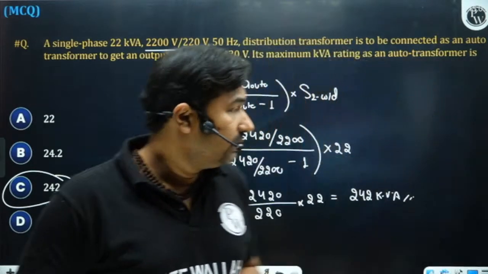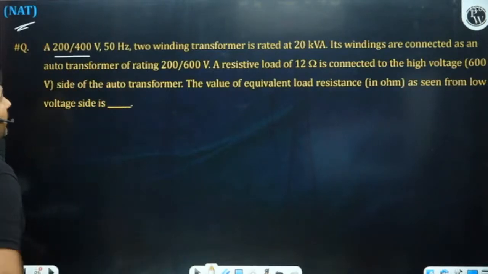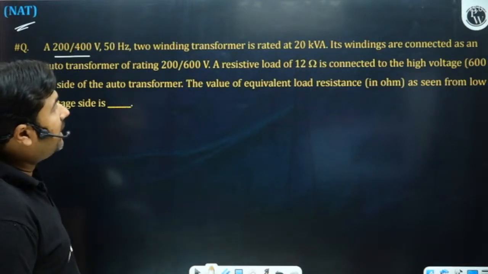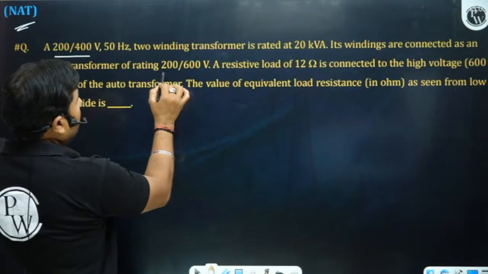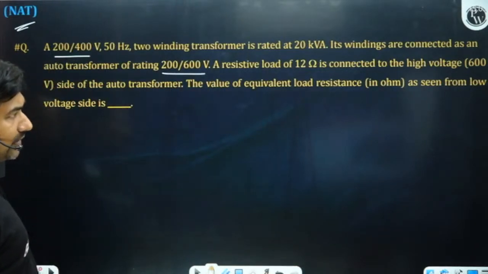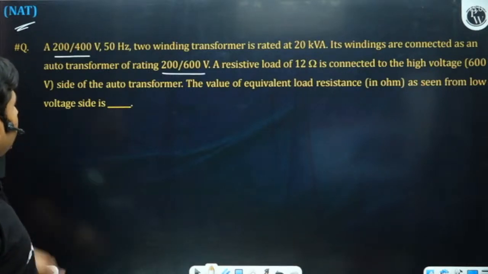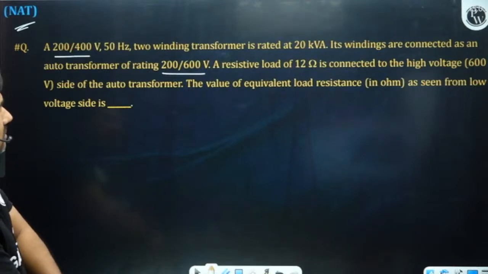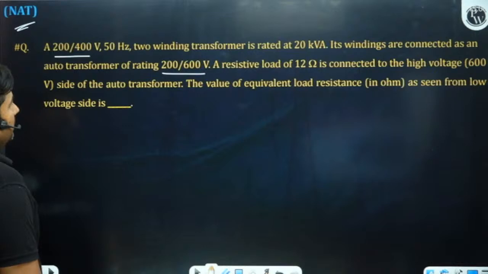Great, sir. Let's talk about one more question. A 200 by 400 volt 50 hertz two winding transformer is rated at 20 kVA. The windings are connected as an auto transformer of rating 200 by 600 volt. A resistive load of 12 ohm is connected on the high voltage 600 volt side of the auto transformer. The value of equivalent load resistance seen from the low voltage side is?